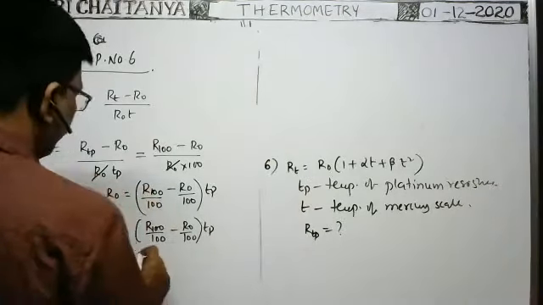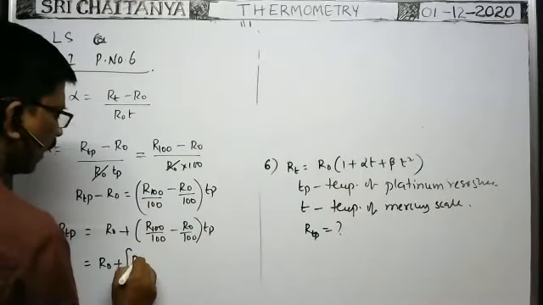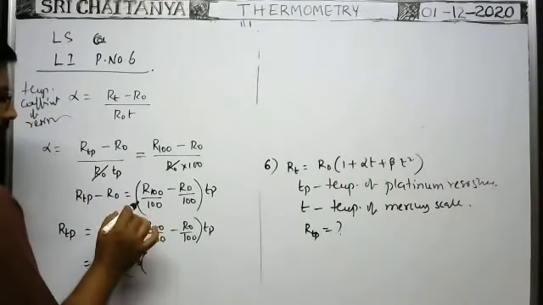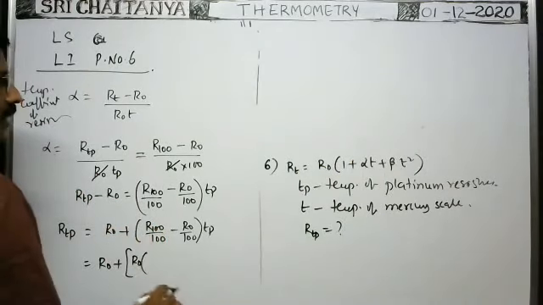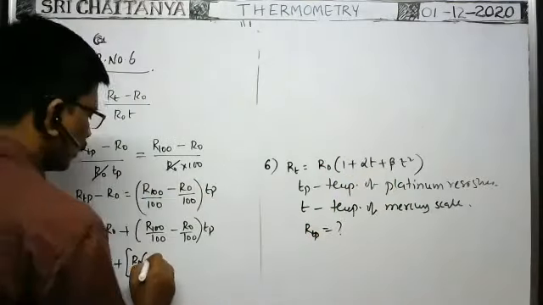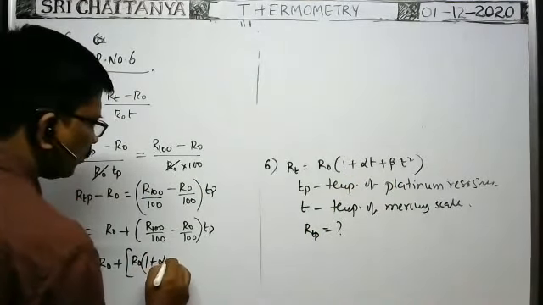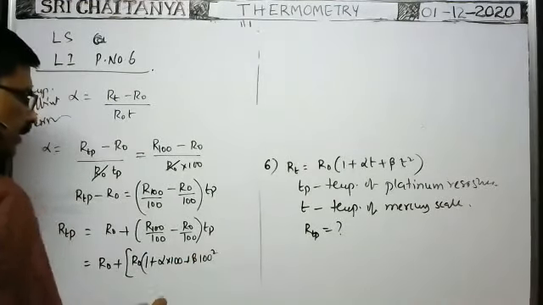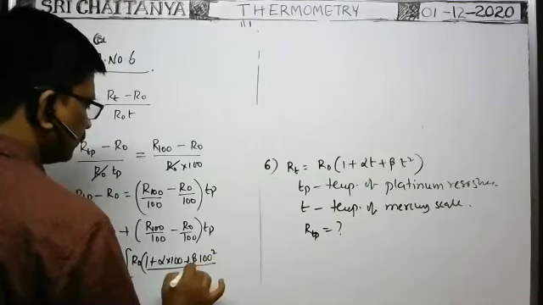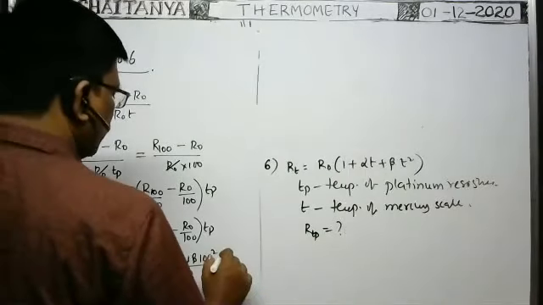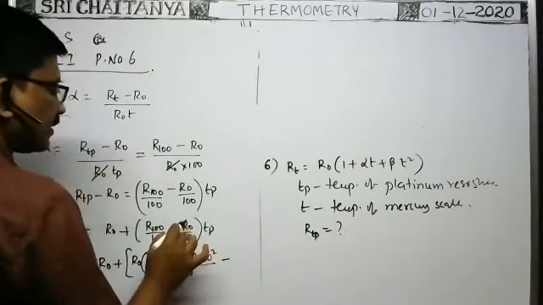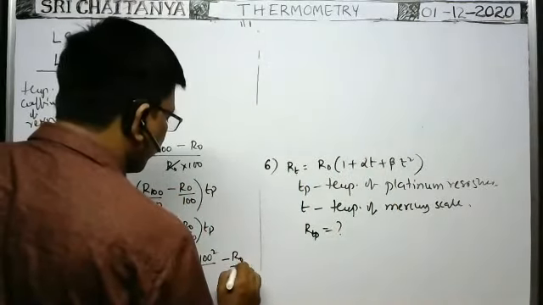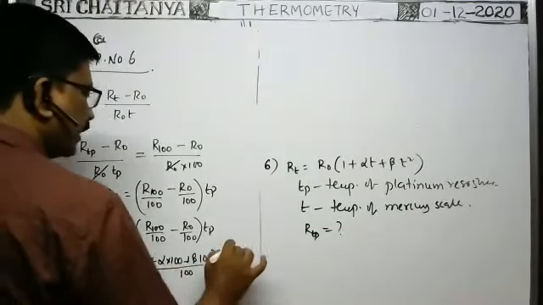From this formula, R100 means R naught into here, T is equal to 100. R100 means the platinum resistance thermometer at 100 degrees centigrade, so instead of T, you substitute 100. So R naught into 1 plus alpha into 100 plus beta into 100 square, by 100, minus R naught. R naught means resistance at 0 degrees centigrade. When you put 0, you will get R naught only. R naught by 100. Okay, keep in brackets into TP.